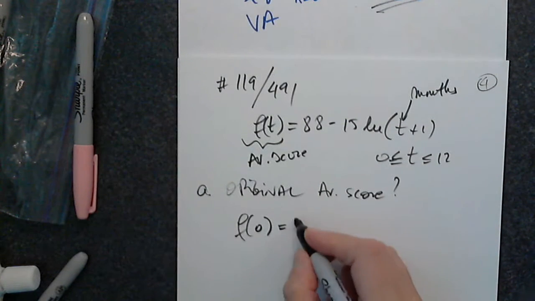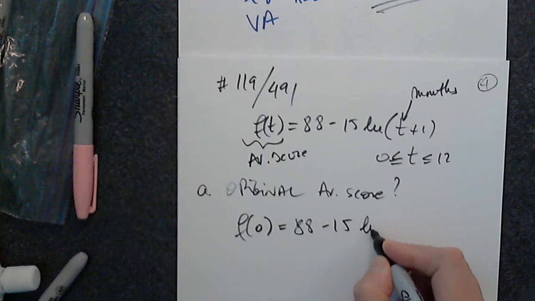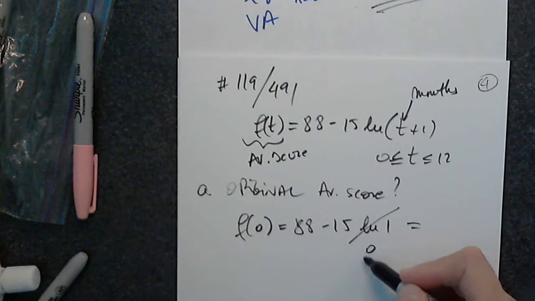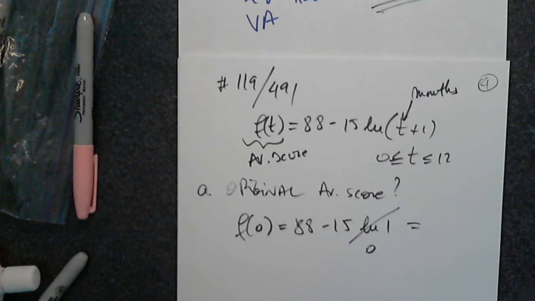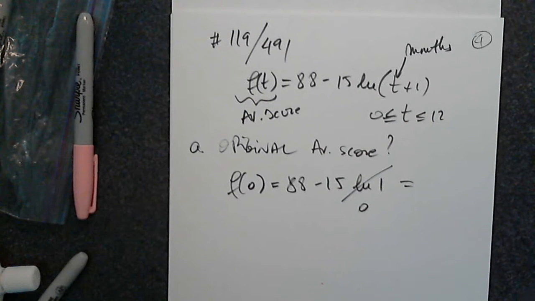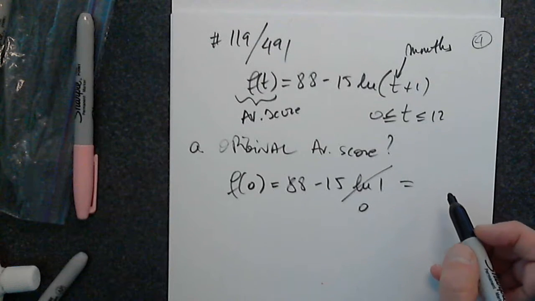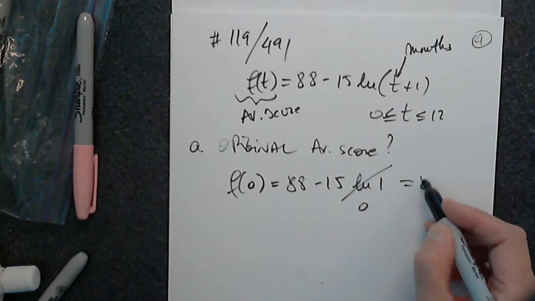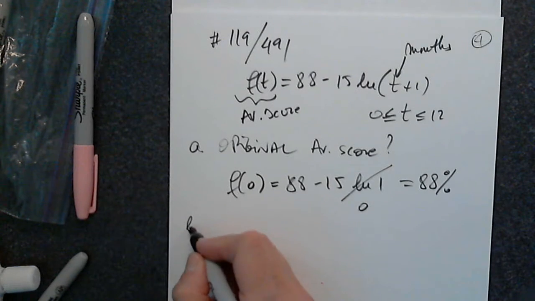F of 0, which would be 88 minus 15 natural log 1. But what do we know about that natural log 1? We just looked at natural log 1 a few minutes ago. 0. This is 0. So then what is the average score of the first exam of the psychology class, initial? 53. But this is 0 times 15, right? So it's 88.